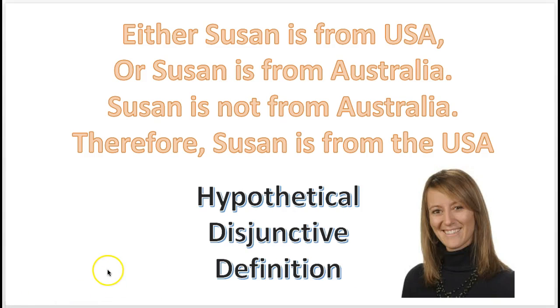Here is another practice problem. What type of argument form is this? Either Susan is from USA or Susan is from Australia. Susan is not from Australia, therefore Susan is from the USA. Is it a hypothetical syllogism, a disjunctive syllogism, or an argument from definition? The answer is, that's right, it's a disjunctive syllogism. The first premise is a statement that's an either or, and the second premise eliminates one of the alternatives.